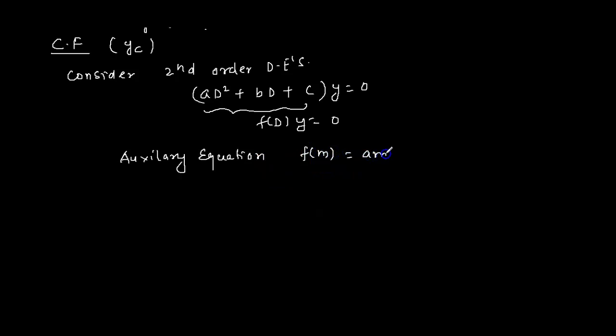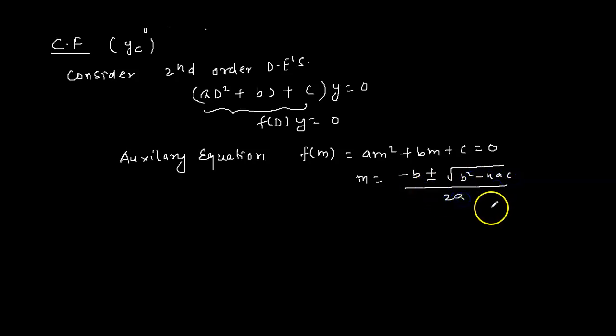That will be am square plus bm plus c is equal to 0. So this is a quadratic equation. You can find the root m by using the factor method or the formula minus b plus or minus square root of b square minus 4ac by 2a. This b square minus 4ac is called the discriminant D, which you have already studied in the lower classes.